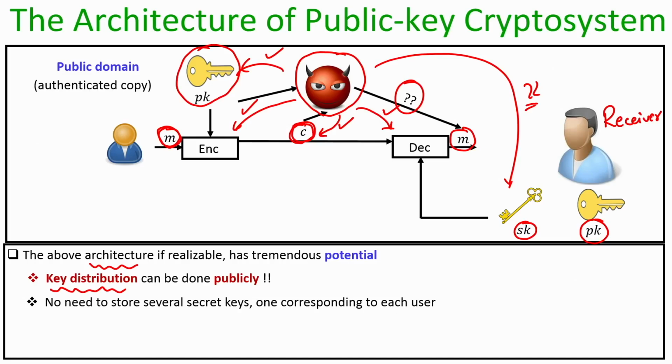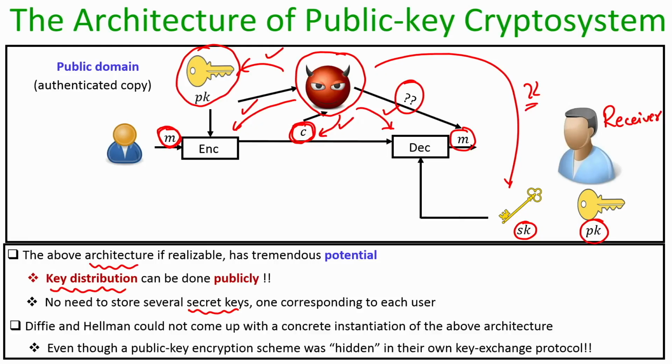So, in some sense the problem of key agreement is solved, and I do not need to have a dedicated secret key with each and every entity in this universe. I will just have a secret key, and the corresponding public key can serve the role of the encryption key for every potential user with whom I want to do a secure communication.